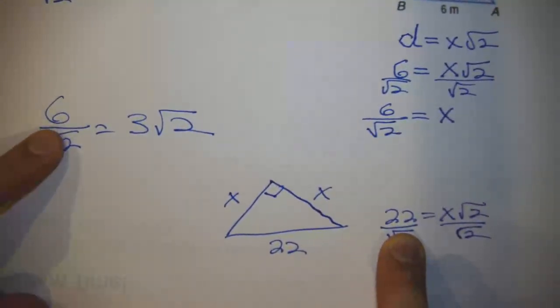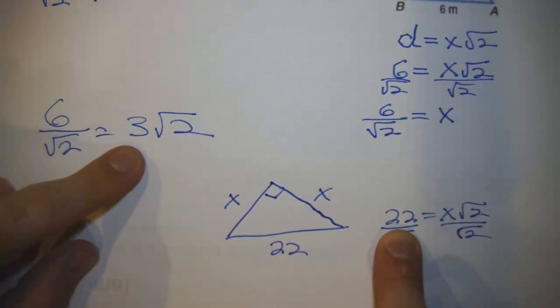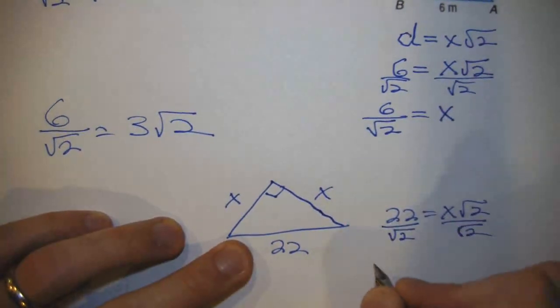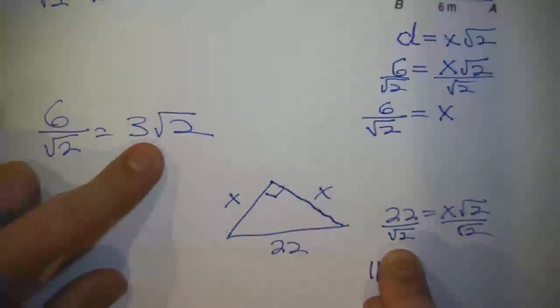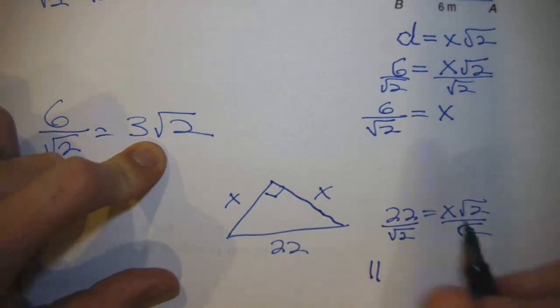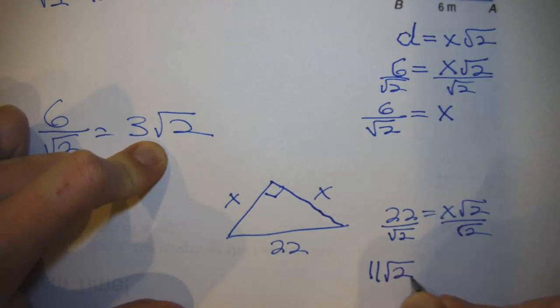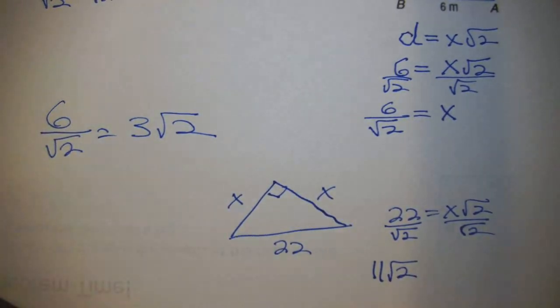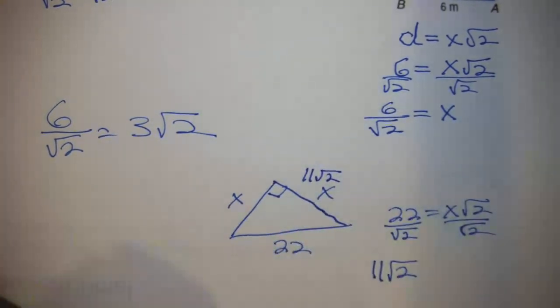So what you do is take your number, in this case 22, and we divide by 2. Notice we did 6 divided by 2. So 22 divided by 2 is 11. And then that square root 2 eventually worked its way up into the numerator anyway. So 22 over square root 2 is just 11 square root 2, or 11 radical 2. So that would be our side lengths here, 11 radical 2.